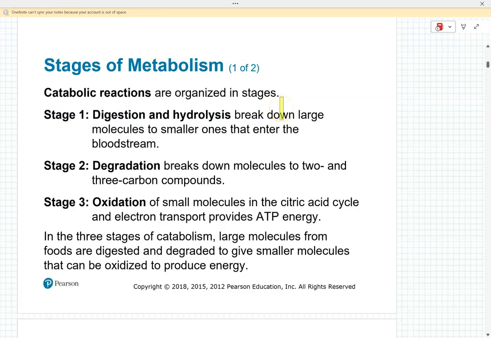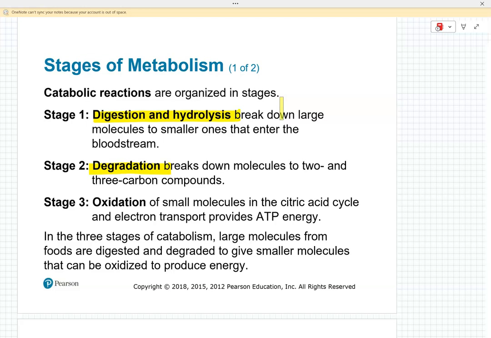Now, metabolism can be divided roughly into three stages. The first one is digestion and hydrolysis. This is the catabolism of proteins and carbohydrates and so on, in the gut for the most part. For example, starch is broken down to glucose, and glucose is transported from the intestines into the bloodstream. The second stage is degradation. You take the molecules that you just produced during digestion, and you convert them into smaller intermediates, usually consisting of 2 or 3 carbons.